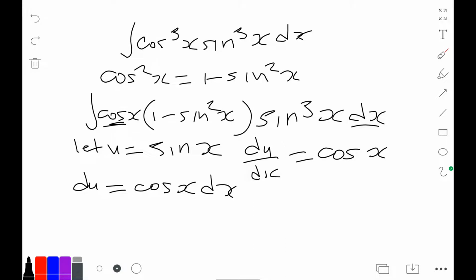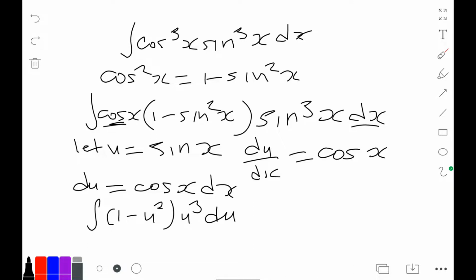So now we can go to our function. Then now we can substitute back. When we substitute back for the integral, it's going to be 1 minus u squared, and then u to the power 3 du. So now when we have done that, we can solve this properly.